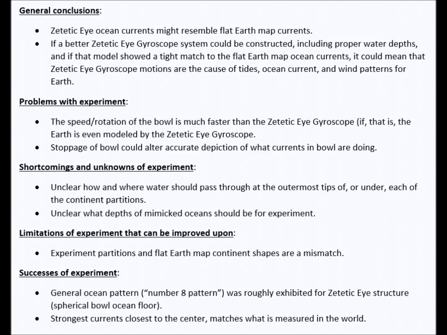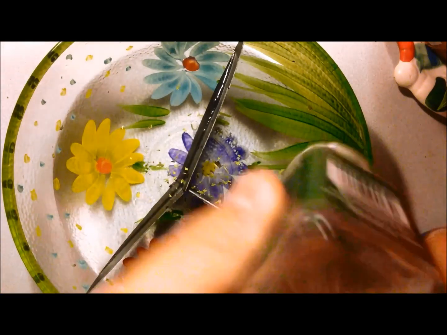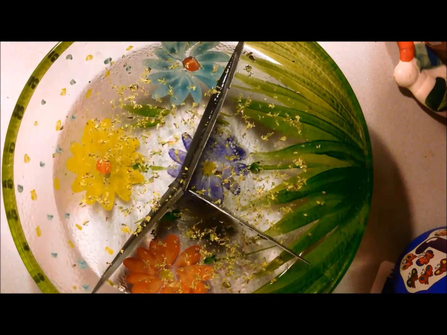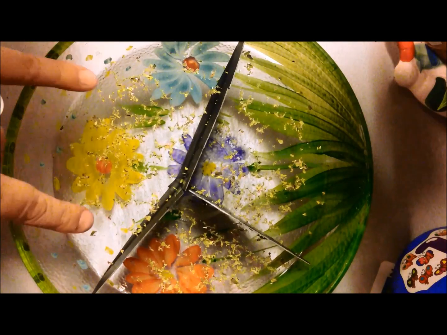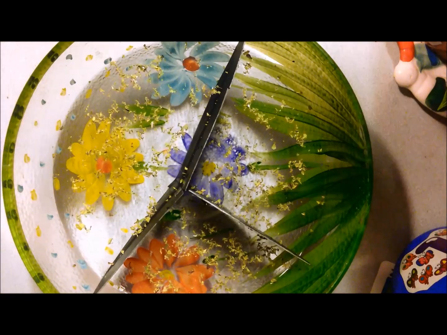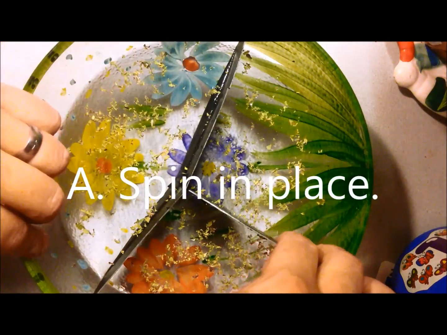Please watch the following few demonstrations to show that different non-gyroscopic sorts of motions do not appear to give rise to the proper pattern imitating the oceans. Please note that in the last experiment you'll see a black colored bowl rather than the glass bowl. The black colored bowl has a different shape and non-spherical structure, giving rise to apparently an asymmetry with the Zetetic eye gyroscope structure.